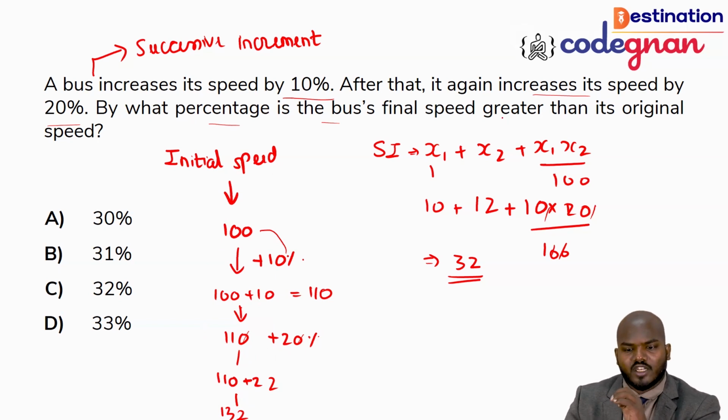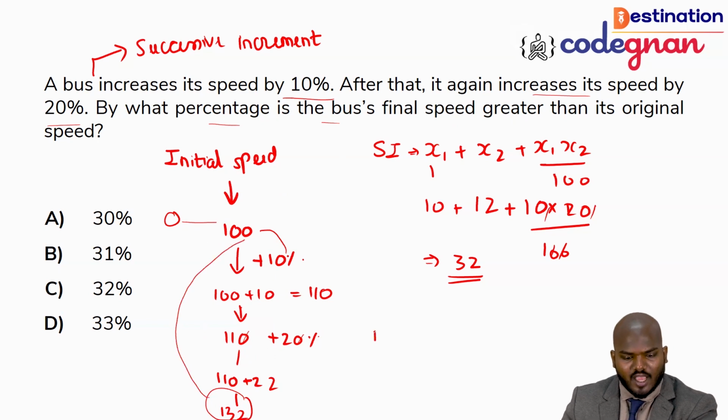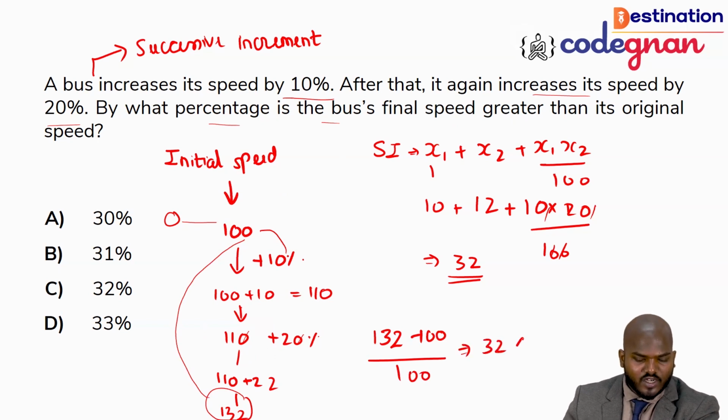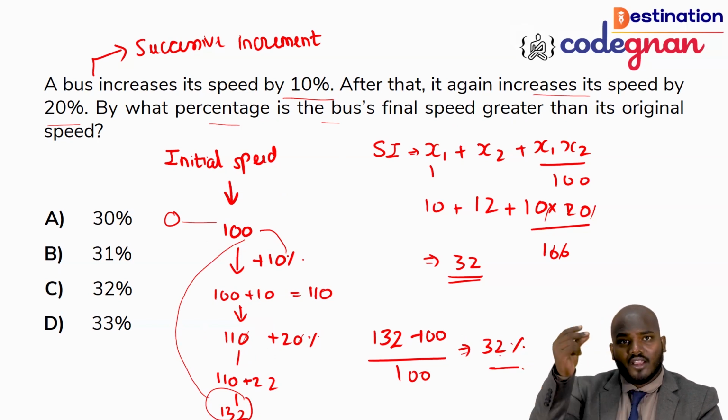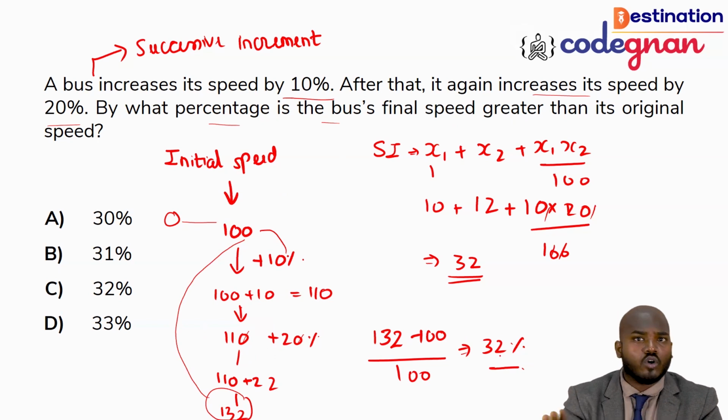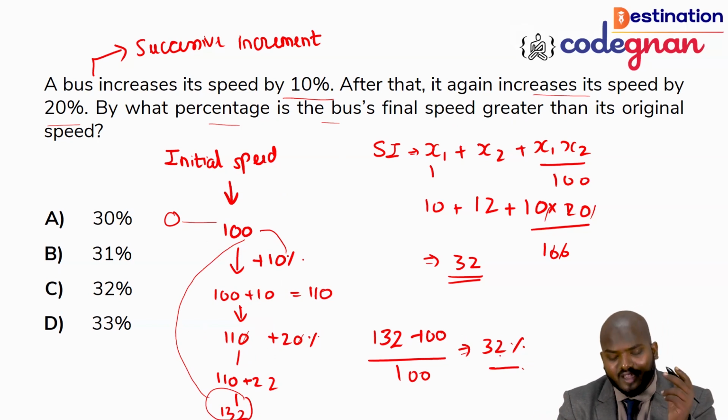What percentage is the bus's final speed greater than the original speed? This is the original speed, that is 100. This is the final speed, that is written as 132. How much percentage? That is 132 minus 100. You can directly write it as 132 minus 100 by 100. If you work it out, that will give you 32 percentage. This is how you get the answer in this very easy question. You can solve the question just like that, even without touching the paper.